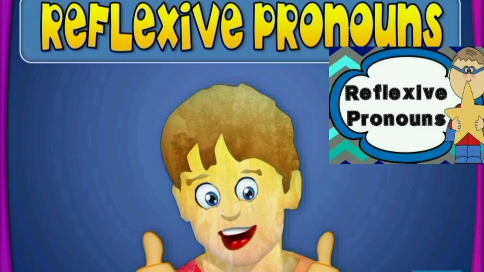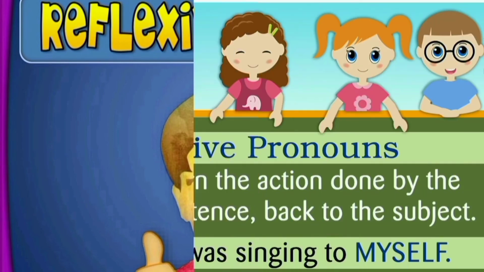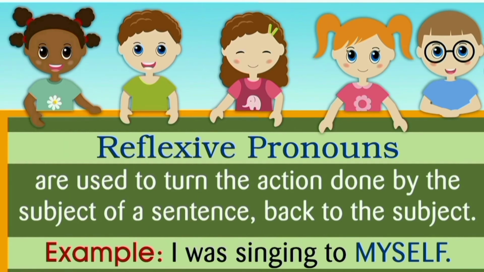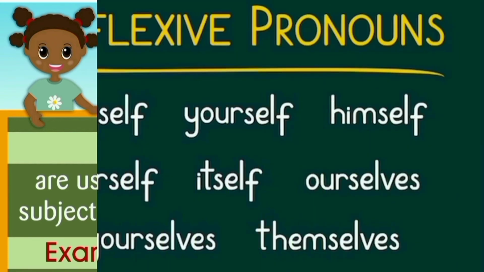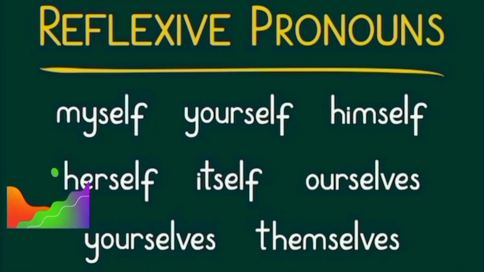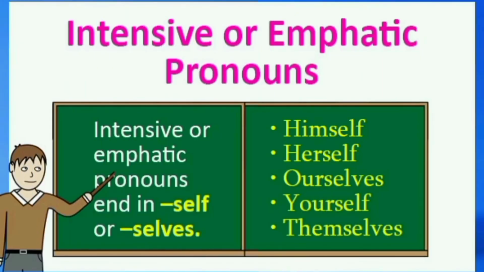Reflexive pronouns are pronouns that refer back to the subject. They are co-referential with the subject of the verb. They are used to refer to the action that is done by the subject. They refer back to the subject. For example, myself, yourself, himself are examples of reflexive pronouns. If I say John did it himself, himself is reflexive, and it's referring back to the subject, John.